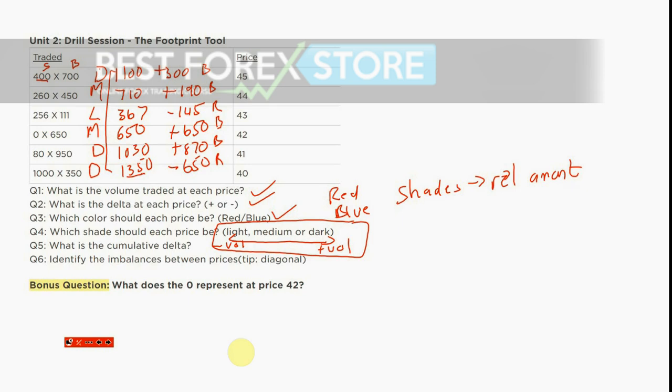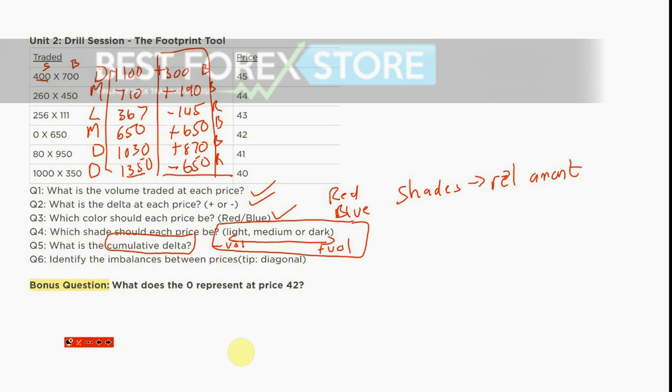Alright then, what is the cumulative delta? Very simple. To get the cumulative delta, you just add up all of these prices together, and you will find out over this series of 6 prices within this rotation, we can very clearly see that the buyers have won this rotation and they've had a net positive impact on the market in this rotation. Alright, then lastly, identify the imbalances between prices.